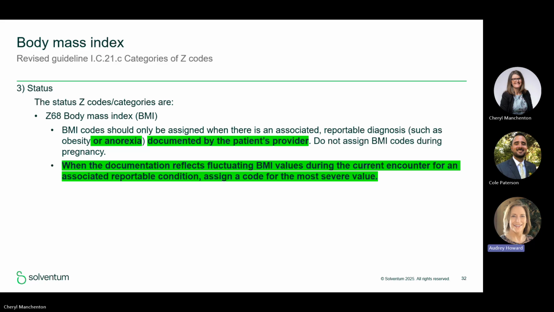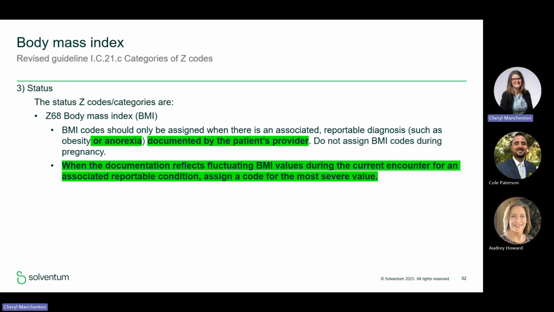Also, additional information was added to the guideline related to fluctuating BMI values. It added when the documentation reflects fluctuating BMI values during the current encounter for an associated reportable condition, assign a code for the most severe value. So Cheryl, talk to us about how this impacts on quality reporting.